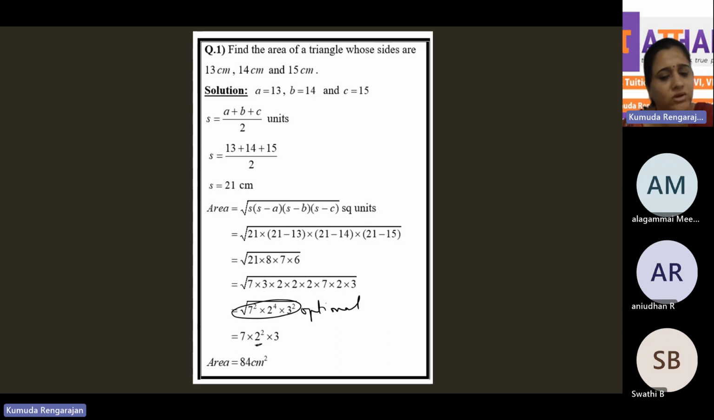Oh, you can even write 2 into 2. Not that you should write 2 square only. 2 into 2 you can write. So 7 into 2 into 2 into 3. Correct? Multiply and this is the area. 84 centimeters. Understood? The next one is a test.